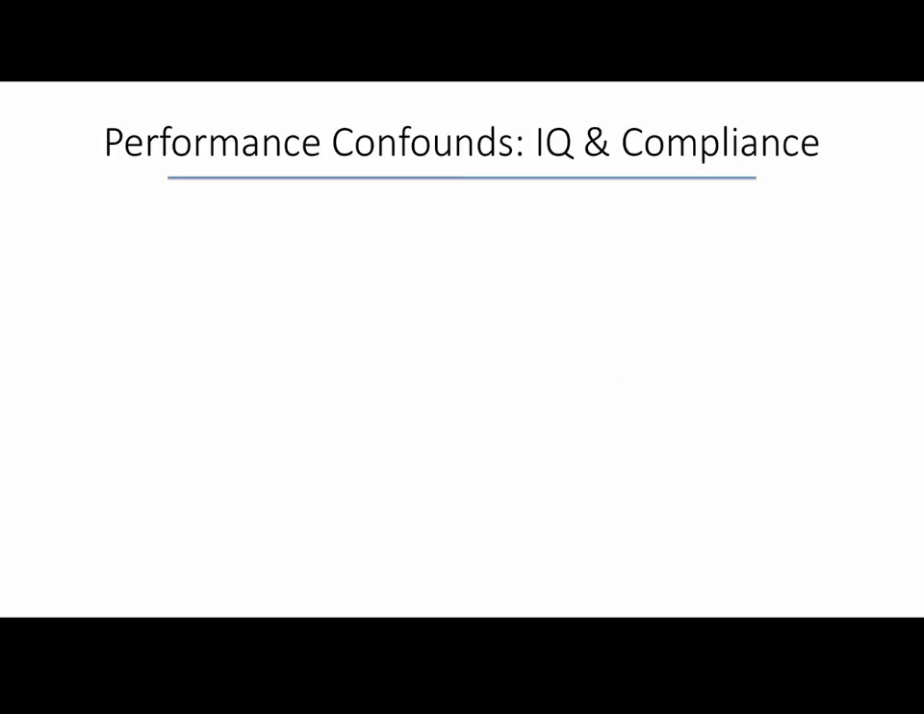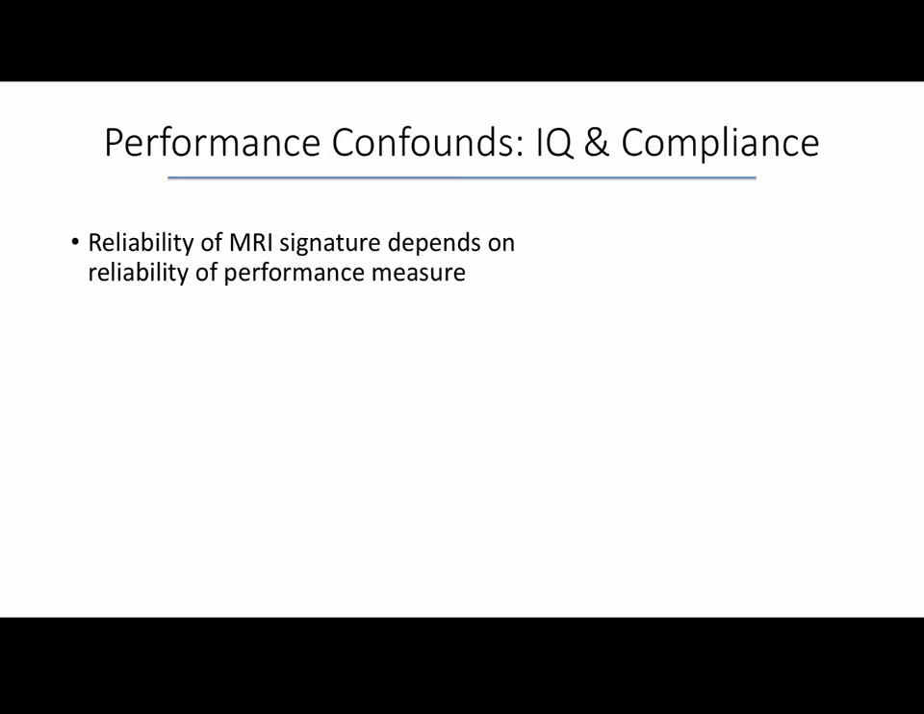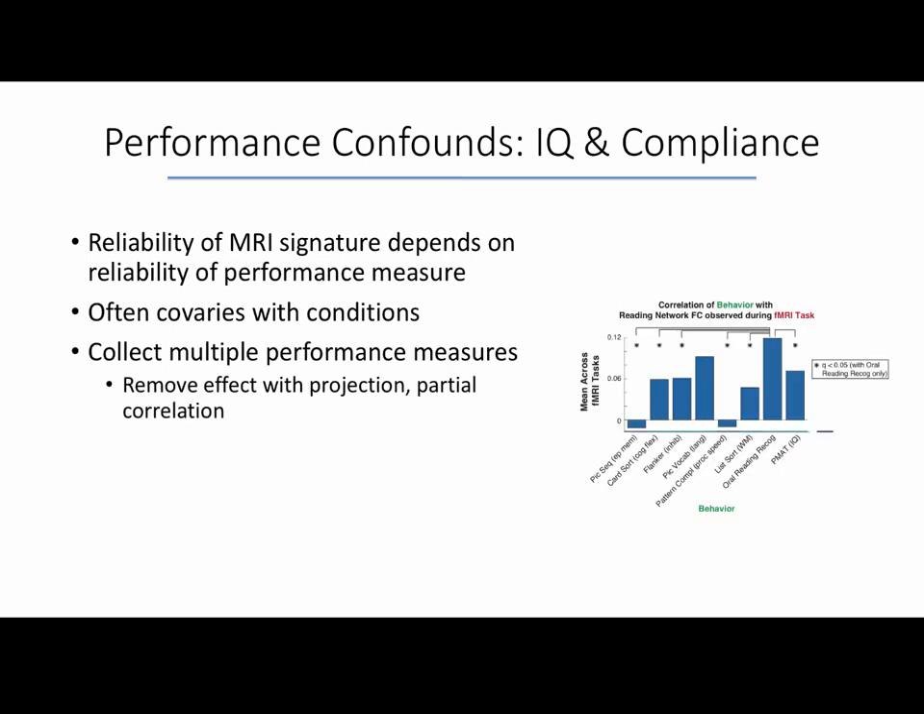So let's talk about confounds and conclusions. The reliability of your MRI signal depends on the reliability of your performance measure. This maybe goes without saying, but I'm going to say it anyway. Things like IQ and how well they're going to comply with the task might change if they're a kid who's easily frustrated and has outbursts. These often co-vary with conditions.